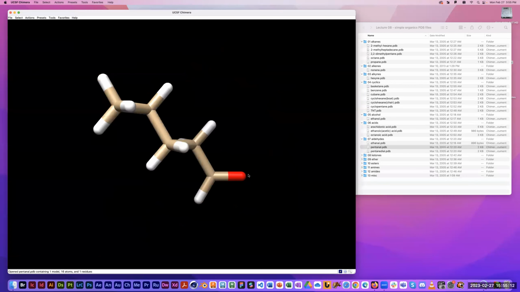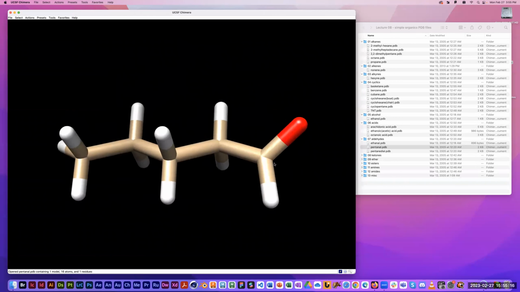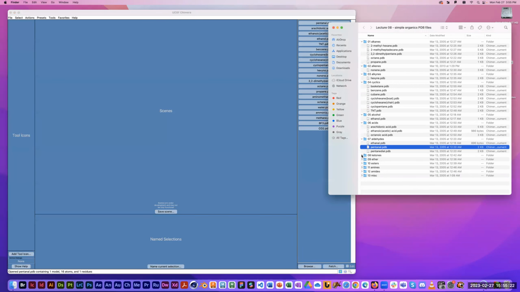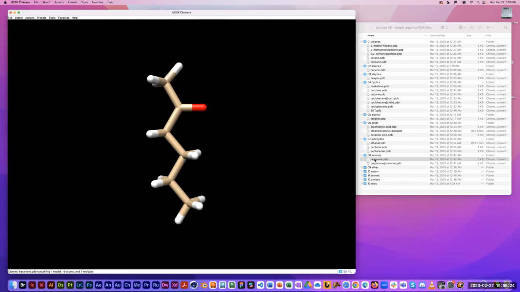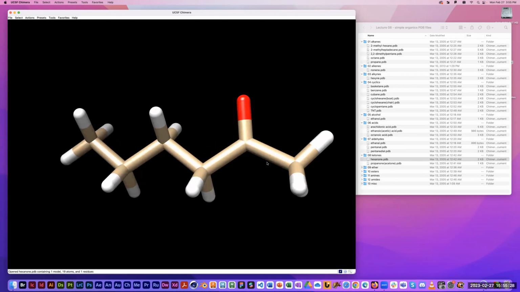Here's an aldehyde, double bonded oxygen at the end of the carbon chain. Contrast that with a ketone, where the double bonded oxygen is not at the end of the chain, but somewhere in the middle of the chain.